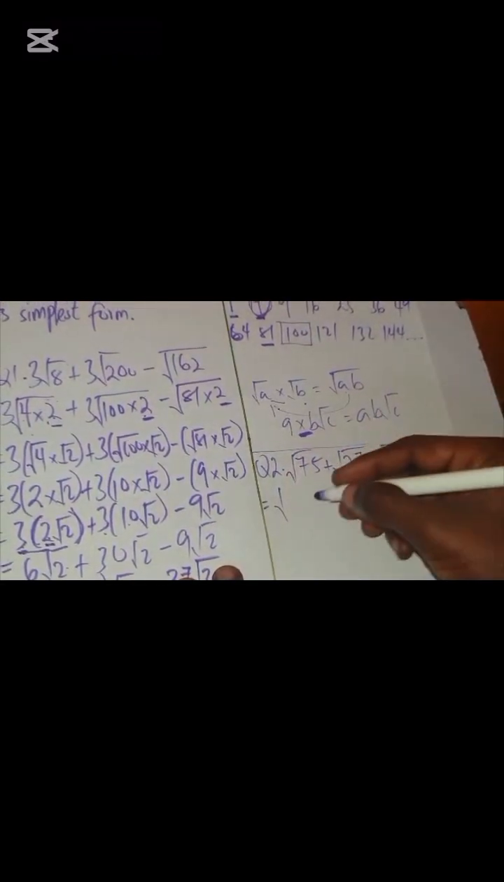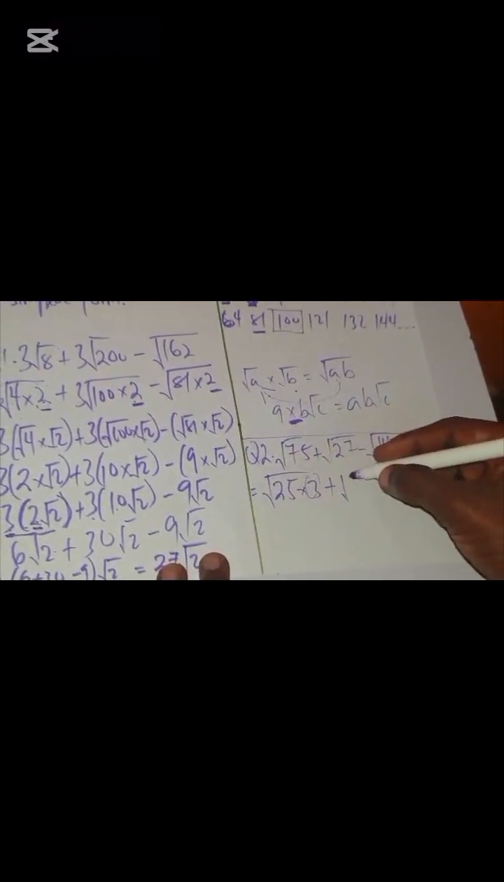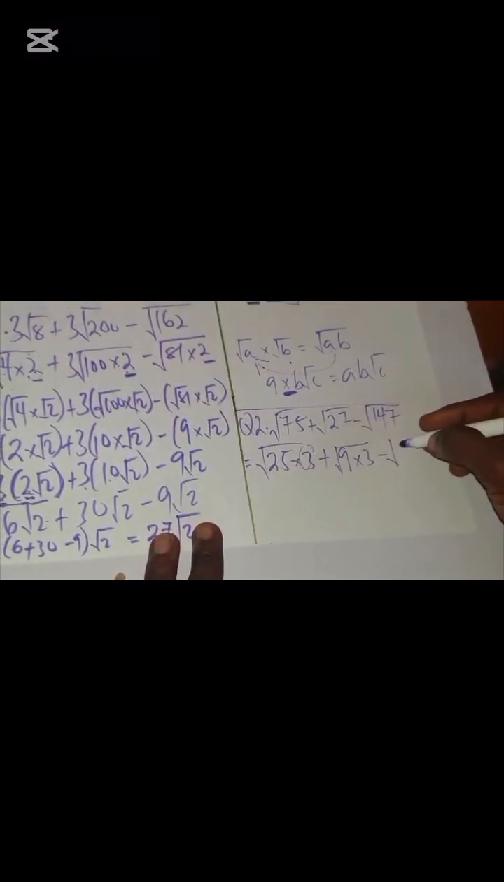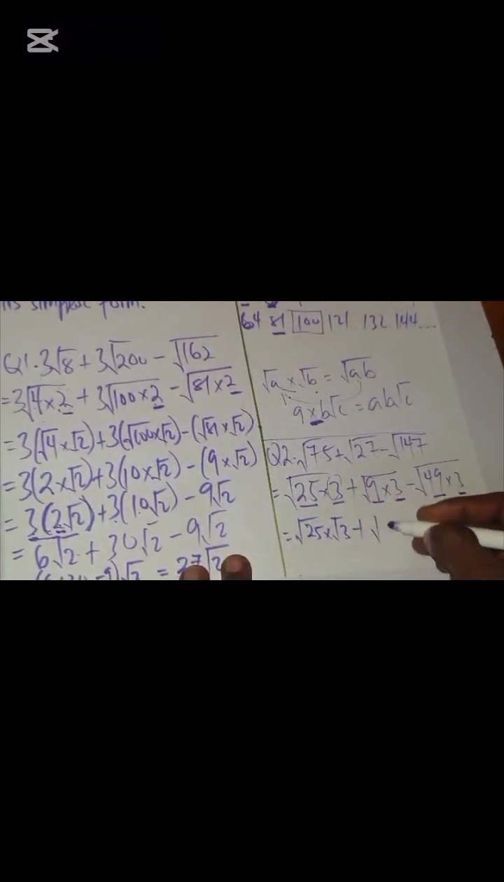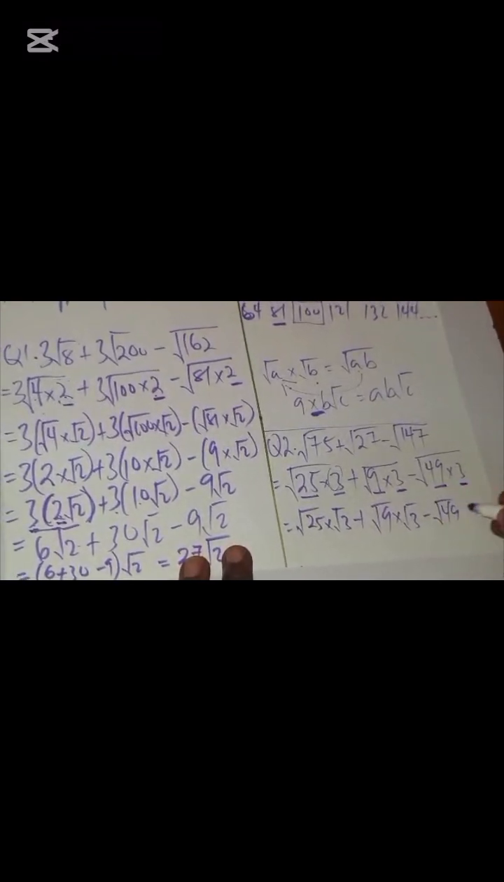So root of 75 becomes root of 25 times 3. So in this case, our last number is 3. In this case, it will be 9 times 3 minus 49 times 3. And if you realize, they are all perfect squares and they have the same last number. So this gives root of 25 times root of 3 plus root of 9 times root of 3 minus root of 49 times root of 3.